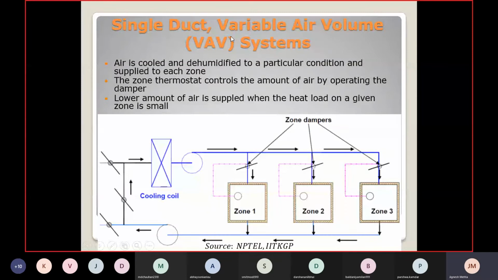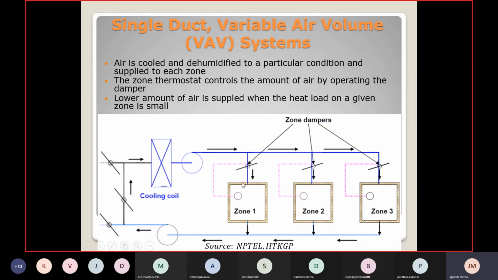Then a single duct variable air volume system. So here we were talking about the systems where the amount of air supplied to each zone is remaining constant. It may be different in different zones, but for a given zone it is constant. But now you are putting a damper here, with the help of which you can control the amount of air coming into the zone. And that damper position, that is the amount of air coming in the given zone, is controlled by the room thermostat.